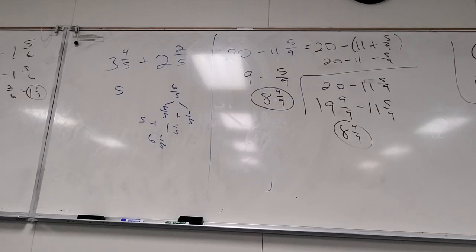So what would this be as an improper fraction? 19/6 minus 11/6, which is 8/6, which is 4/3, which is 1 1/3.